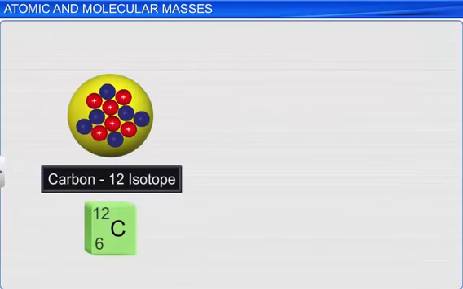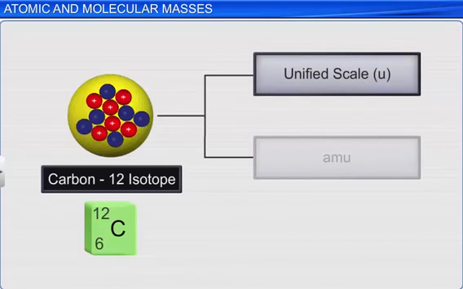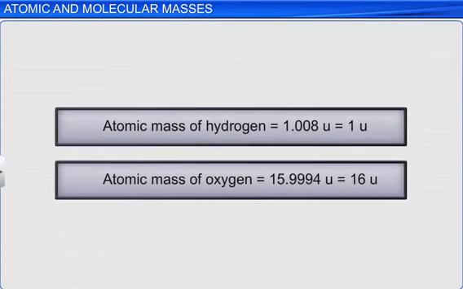When chemists expressed atomic mass on carbon-12 scale, they named it the unified scale, and the unit was represented as U instead of AMU. Though AMU is still used in most places, chemists now use U as the unit. Hence, we can represent atomic mass of hydrogen as 1.008 or 1U, and that of oxygen as 15.9994 or 16U.